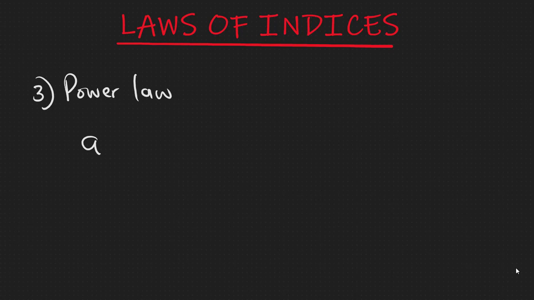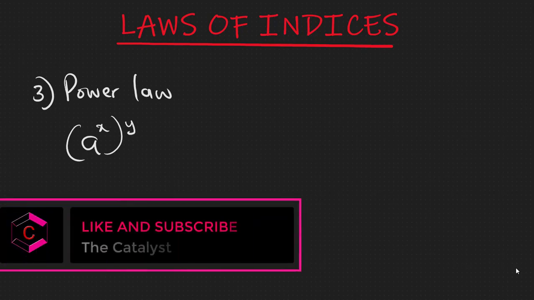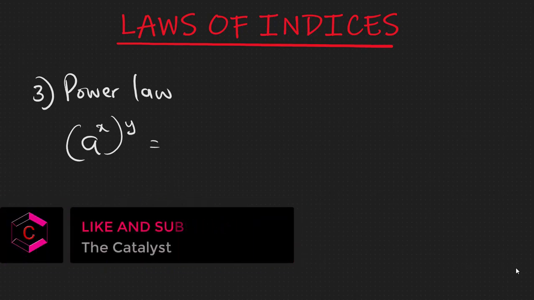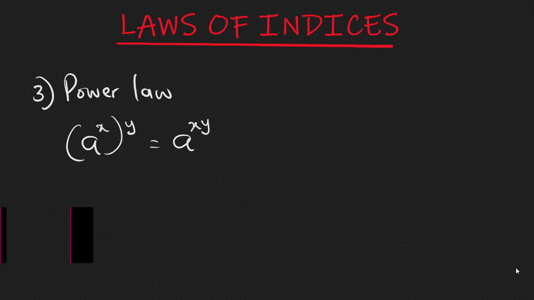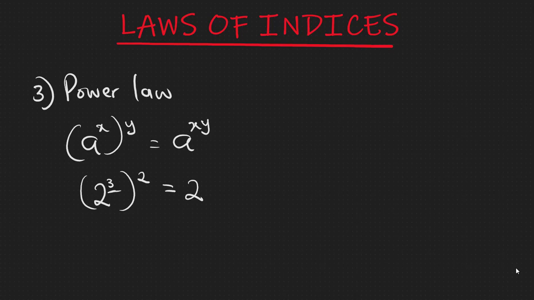a raised to the power of x and raised to another power of y, the simple thing to do here is to multiply the powers x times y. For example, if you have a number 2 raised to power 3 and to the power of 2, the simplest way is to say 2 raised to power, this 3 will multiply by this 2, 3 times 2, giving us 2 raised to power 6. And 2 raised to power 6 is 64.